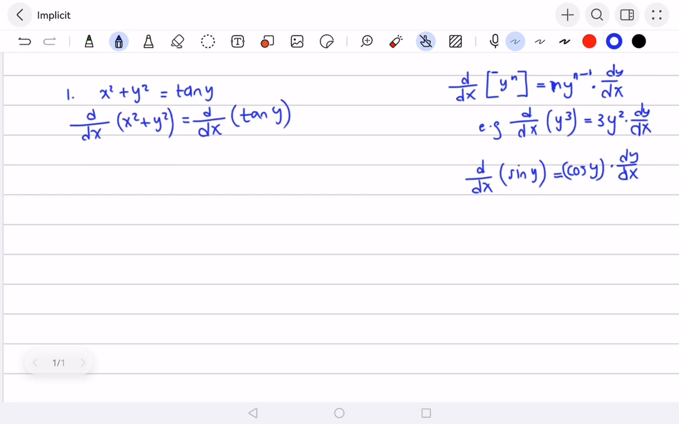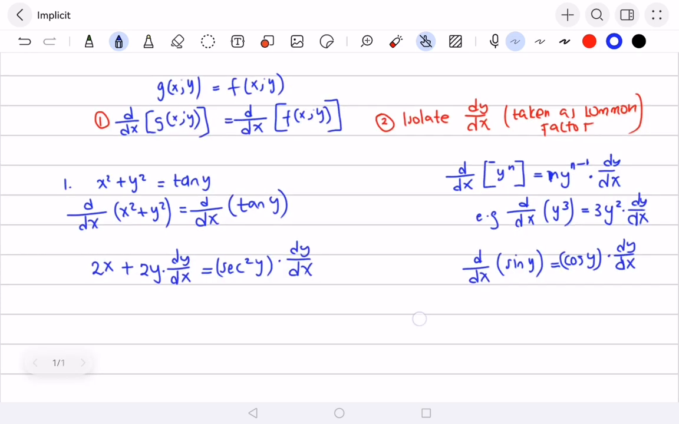So now we're going to differentiate each term. To differentiate x squared with respect to x, we get 2x, plus, to differentiate y squared, we're going to say this is 2y multiplied by dy over dx, equals to differentiate tan y, we're going to say this is sec squared y from the table. Then this also you multiply by dy over dx because we are differentiating y with respect to x.